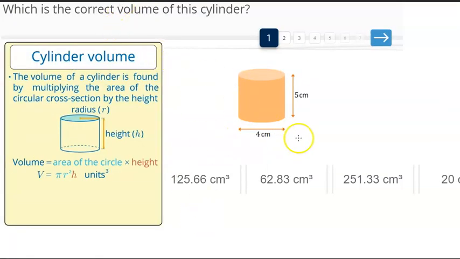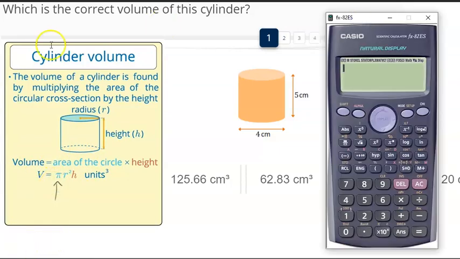Okay, so let's delve into the first example here. So this is the first question that you'll see on your essential assessment skill. And this is, what is the correct volume of this cylinder? And remember, this is the formula for your volume. You will need your scientific calculators ready for this because you will be using the pi symbol. Okay, so what is the correct volume of this cylinder? We have a cylinder that has a height of 4 and it has a diameter.